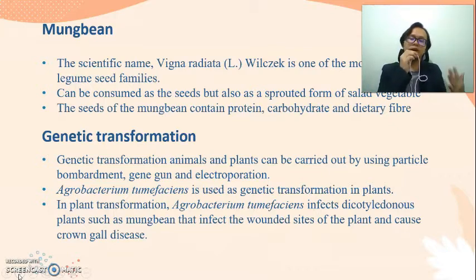Genetic transformation. Genetic transformation of animals and plants can be carried out by using methods such as particle bombardment, gene gun, and electroporation. In this study, Agrobacterium tumefaciens is used for genetic transformation in plants, whereby the bacteria will infect dicot plants such as mungbean, at the wounded sites of the plant, and can cause crown gall disease to the plant.